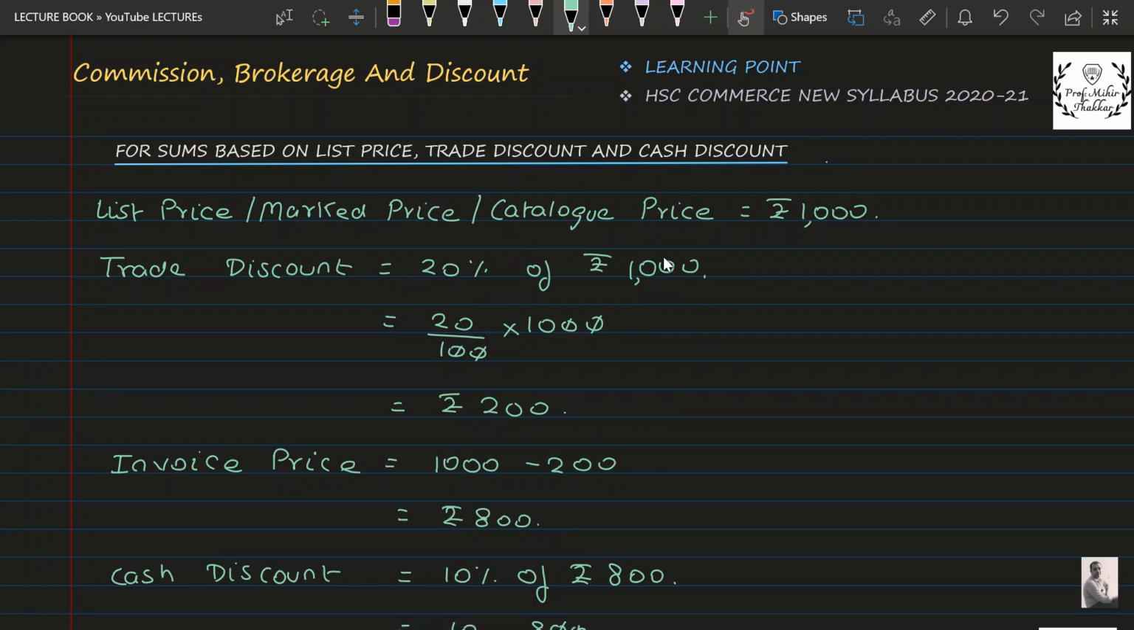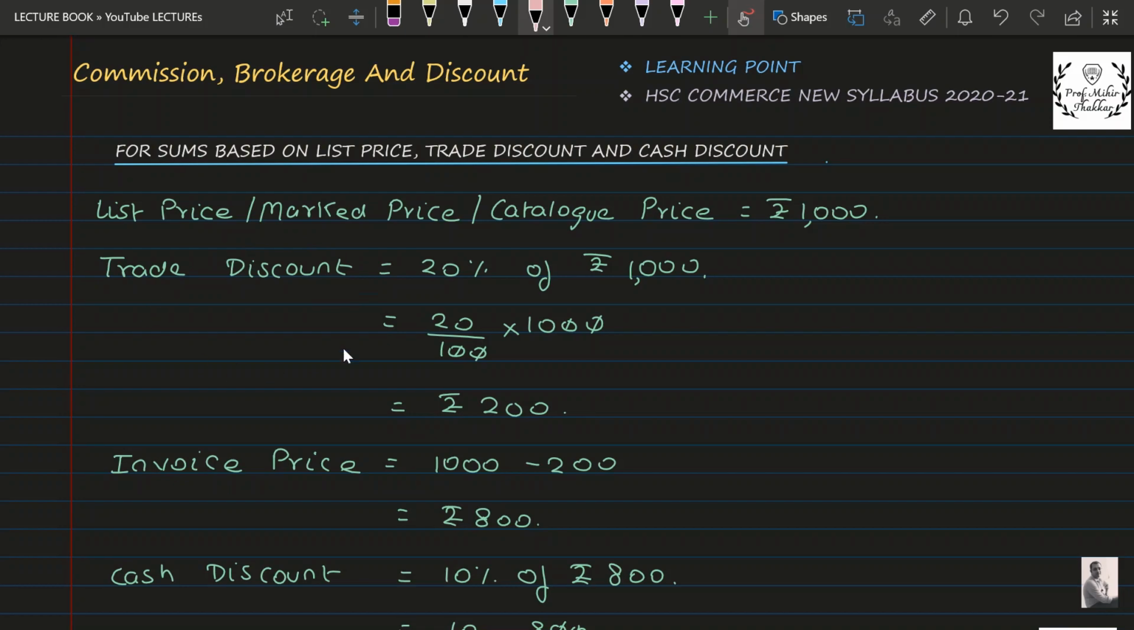So now, based on this example, I'll explain all the formulas. The first thing that you have to do from the question is search for the list price or the mark price or the catalog price. Sometimes it is given, sometimes you have to find it out. We'll see how to find out the catalog price in case it is not given. If it is not given, we will assume it as X and we will solve it in the usual manner. I'll give you the examples in the further videos.